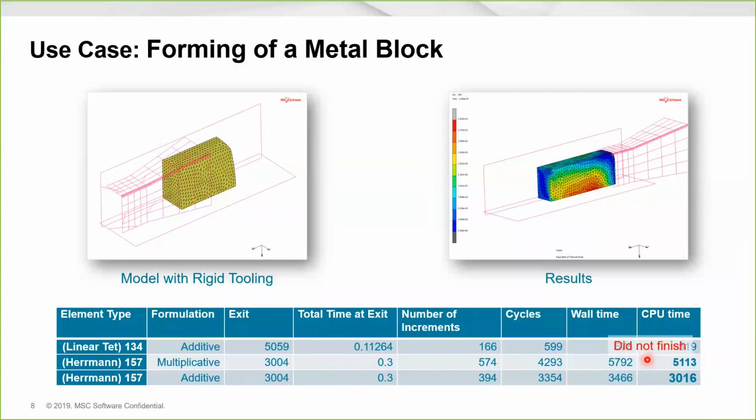You see that with linear tests, we couldn't even finish the solution. But with element 157, the multiplicative, we could. And then when we switched to the additive formulation, which is again now the default, we had a significant time improvement. So we're very excited to see this, and we're very excited also to hear feedback from our customers on how this functionality is working.